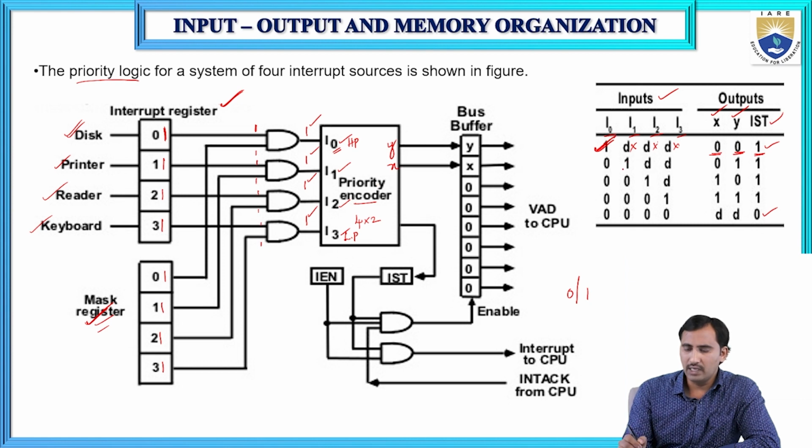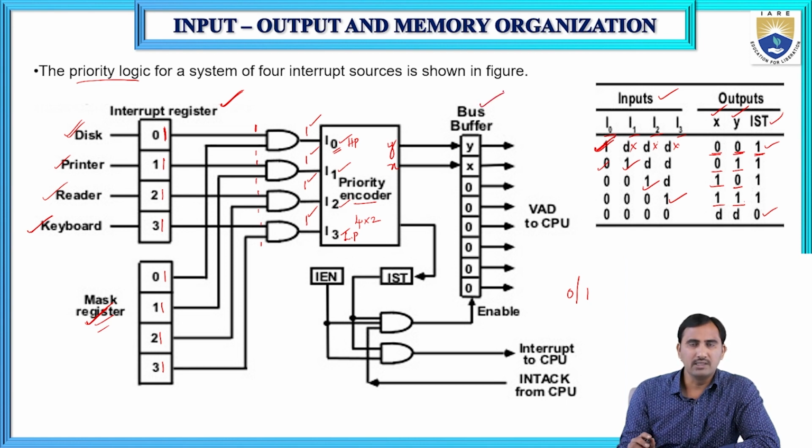Suppose I1 generates an interrupt and I0 is 0, then the corresponding output will be 0, 1. And if I2 is generated, then the corresponding code will be 1, 0. If the fourth device, the keyboard, generates the interrupt, then the corresponding code will be 1, 1. So in this way, we get the priority encoder outputs according to the input values.